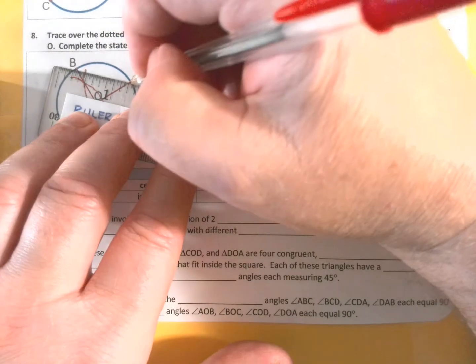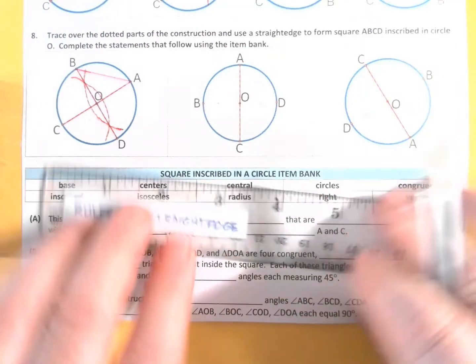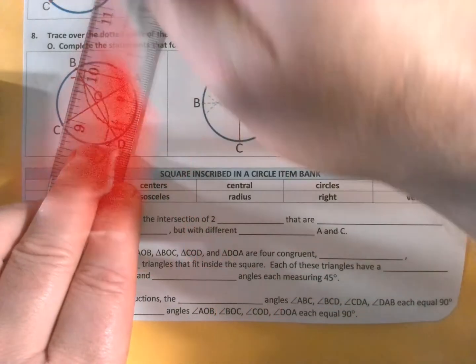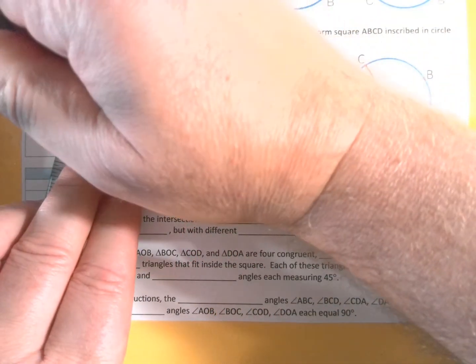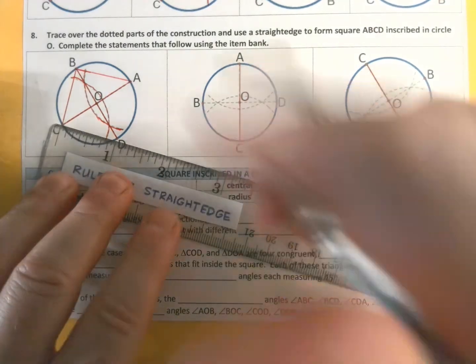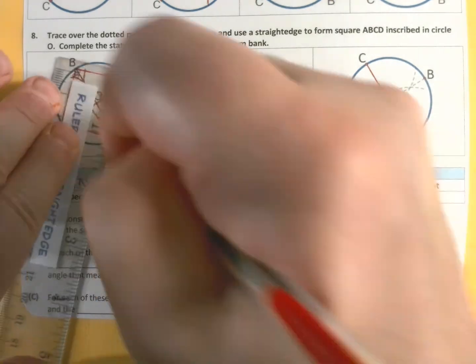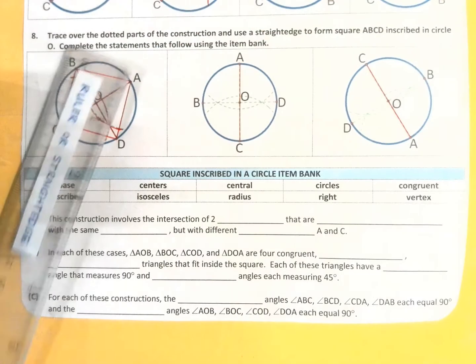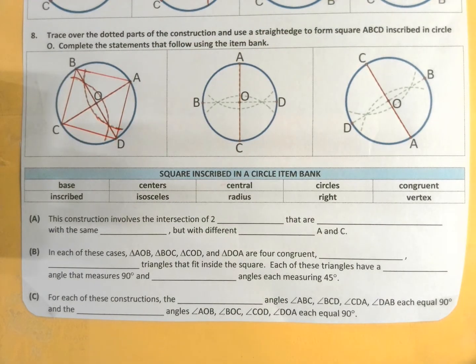So this would be A to B. Right here will be B to C. This would be C to D. And then this would be D to A. And we just formed our square inscribed in the circle.